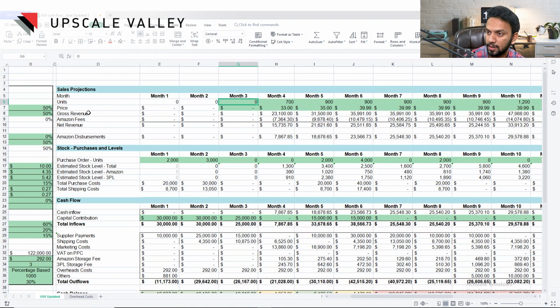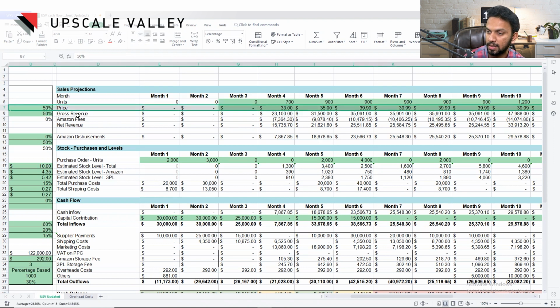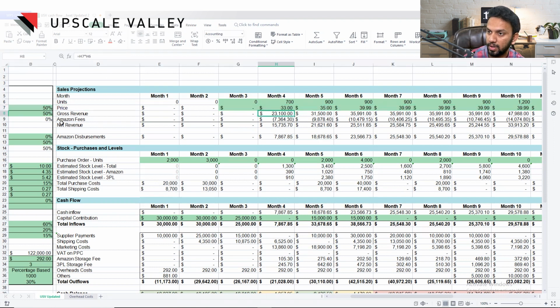And here is the gross revenue, which simply does the multiplication, and then the Amazon fee. We have entered the fee manually here. Let me jump over to this section as well. Here is the net revenue which we generate per month, and how Amazon does the disbursement. I'm going to explain a couple of things here so you can use this sheet effectively.